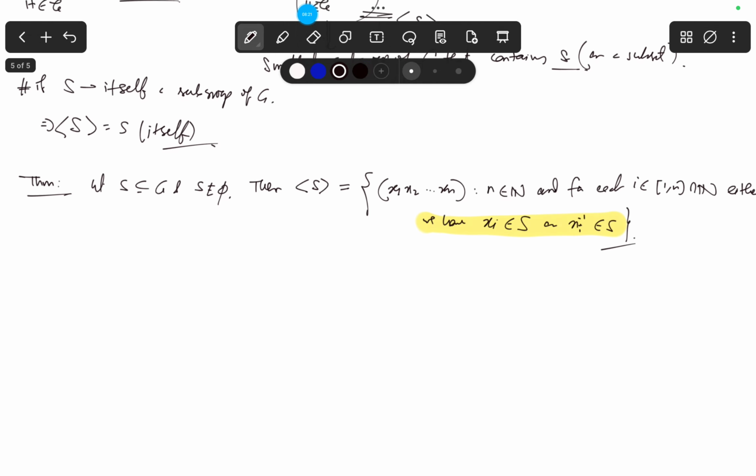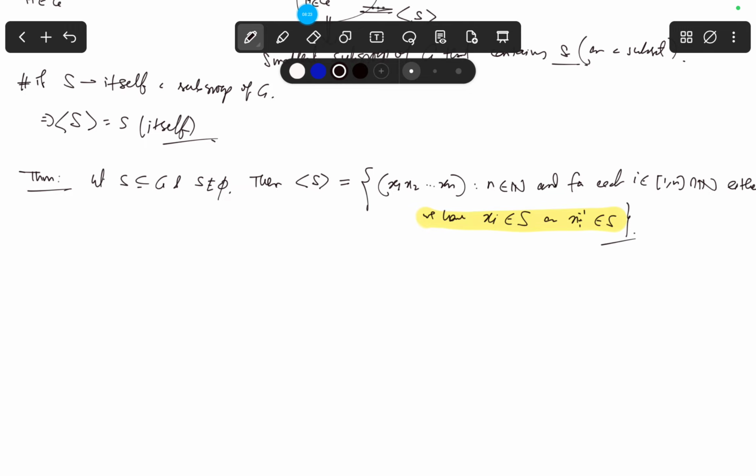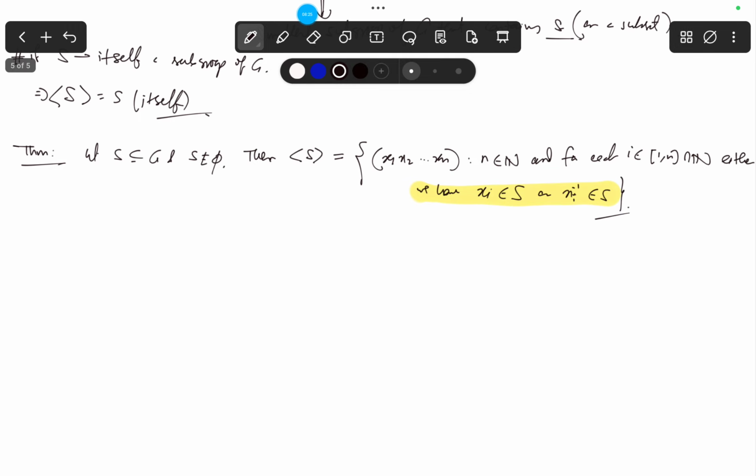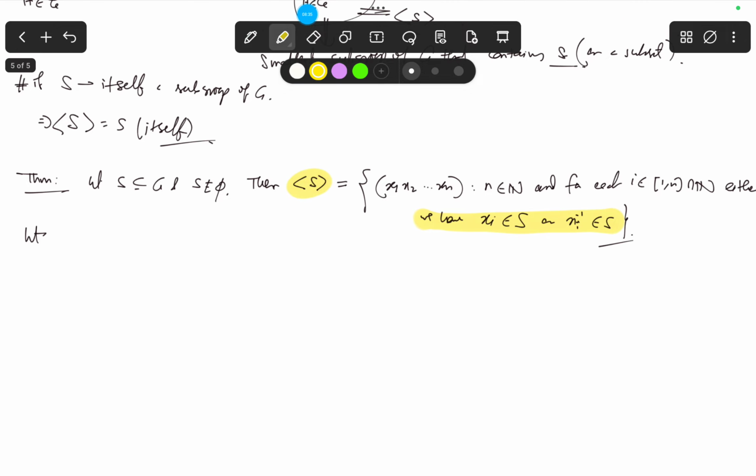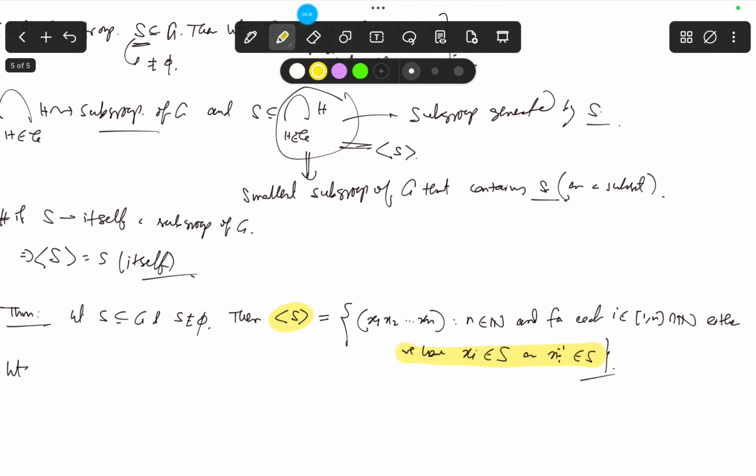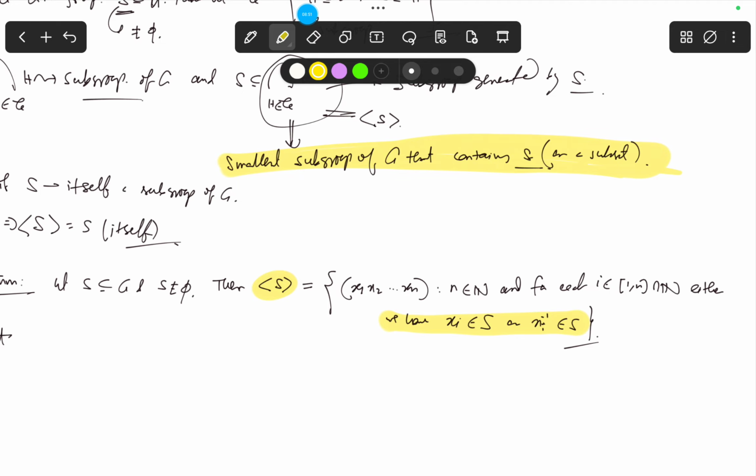Okay, so the proof is pretty easy. We don't have to do a lot of headache here. Just make sure that you have understood the structure of the subgroup generated by S, which is basically the smallest subgroup of G that contains S. So this is the key idea to relate the subgroup generated by S with the given set that we have got here.